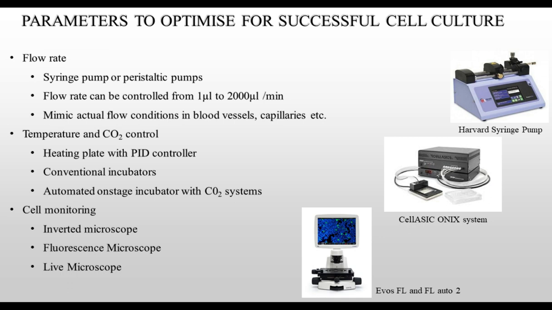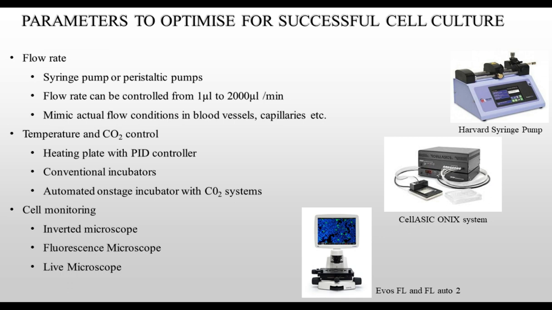So there are certain parameters which need to be optimized for successful cell culture, and these parameters are, first, the flow rate. Flow rate can be set using syringe pumps or peristaltic pumps. Usually flow rates can be set to mimic actual flow conditions in blood vessels and capillaries, which range from 1 to 2,000 microliters per minute.